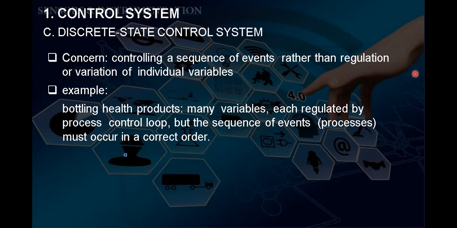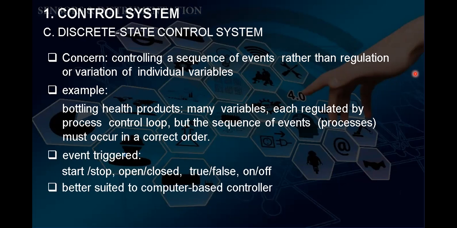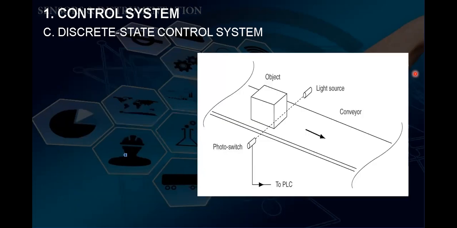One sequence will lead to another sequence. One sequence cannot be done unless the previous sequence is completed. So it is event triggered: start, stop, open, close, true, false, on and off. You may say this is like an on and off control, which is better suited to a computer-based controller. We might use a microcontroller, PLC, PC, or any other discrete state controller. Here is an example.